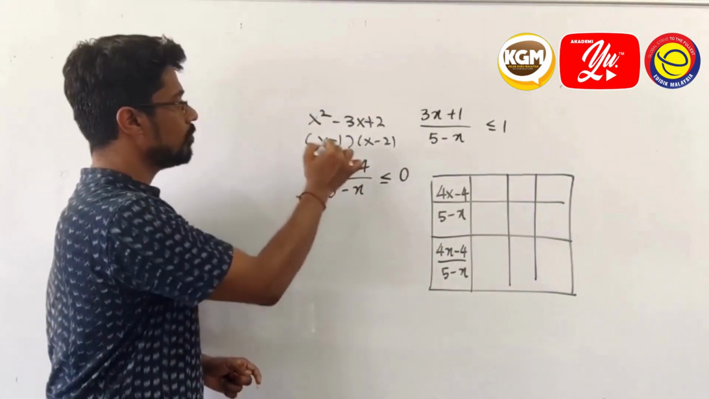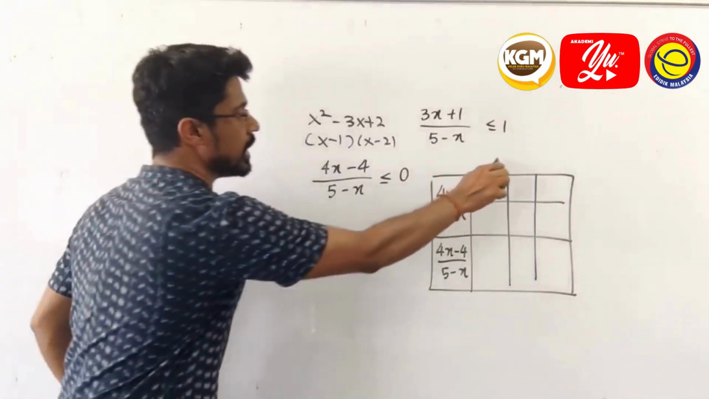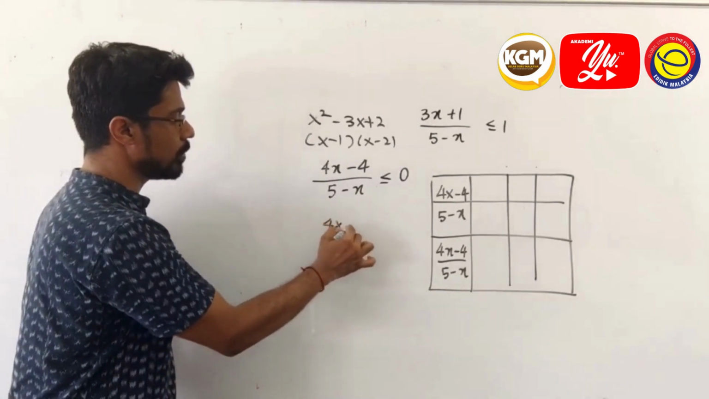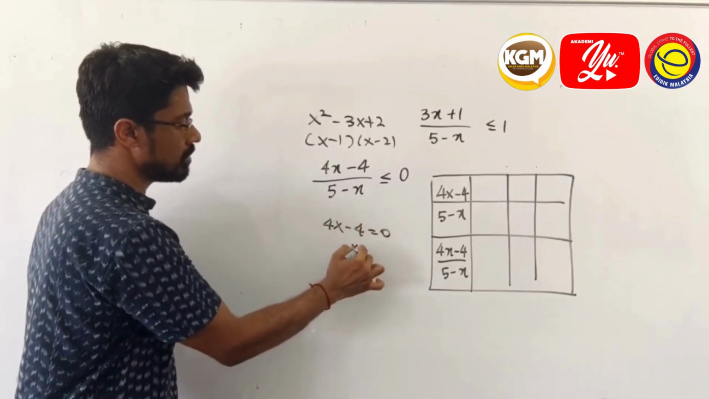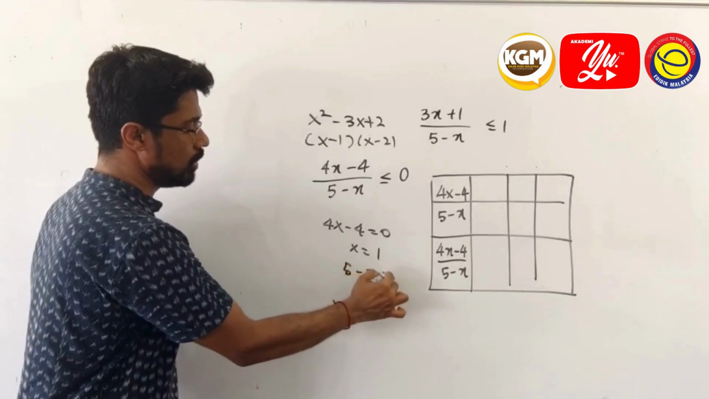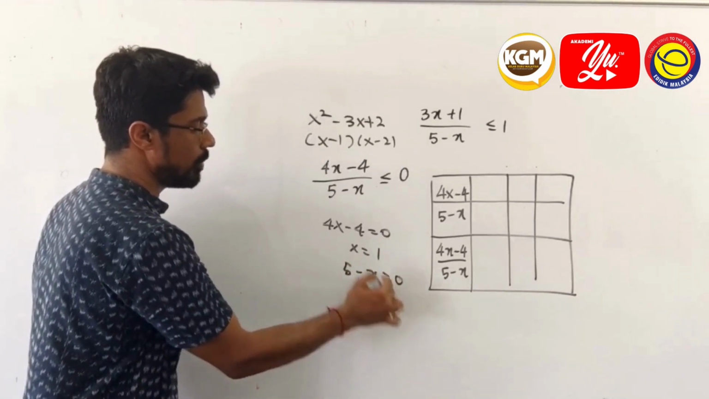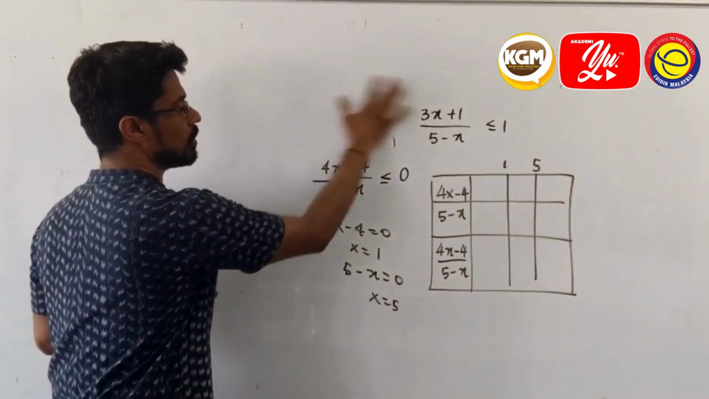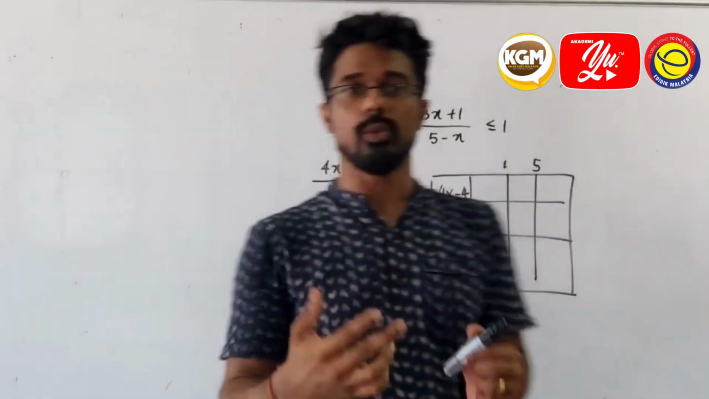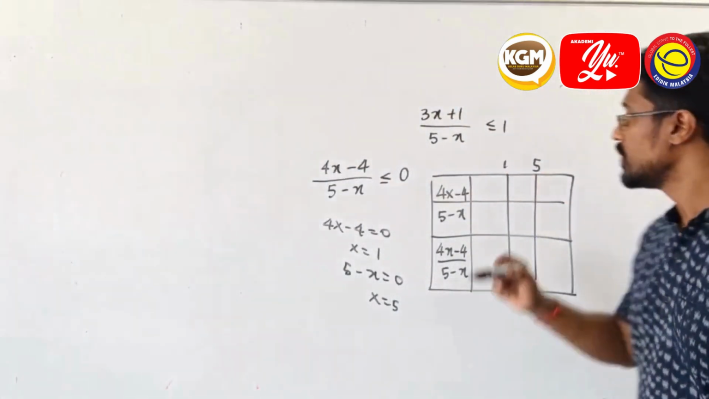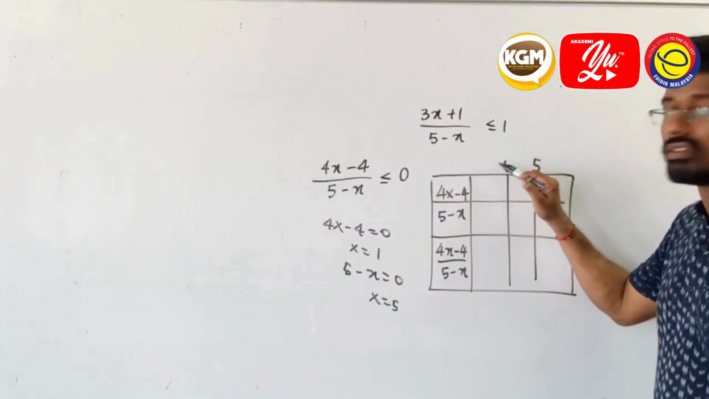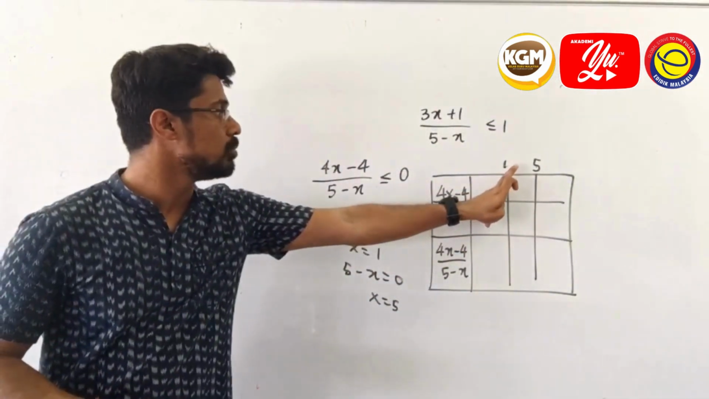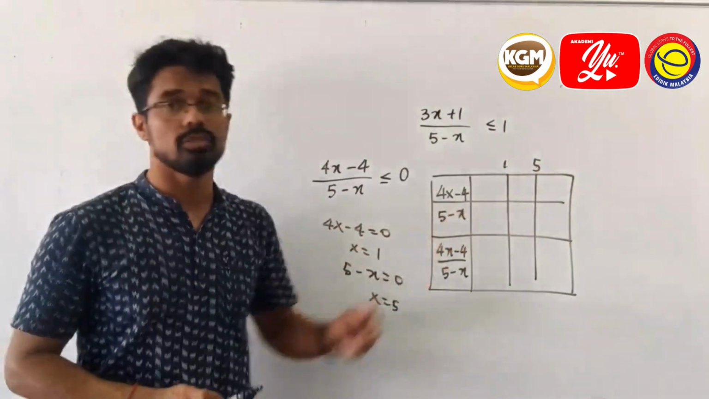Now we want to get the critical values at the top. How to get the critical value? For x minus 1 equal to 0, x equals 1. For 5 minus x equal to 0, x equals 5. So 1 comes first, then 5. For this region the value of x is less than 1, here the value is between 1 and 5, and here the value is more than 5.